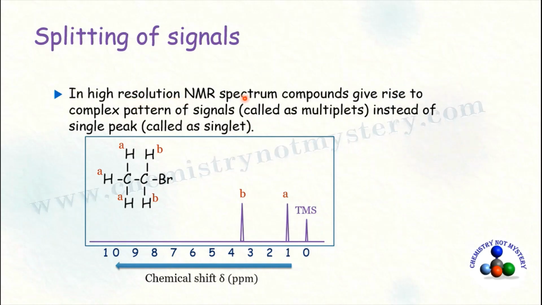But in a high resolution NMR spectrum, compounds give rise to a complex pattern of signals called multiplets instead of a single peak, like you observed in this spectrum. When you observe the NMR spectrum of the same molecule at higher resolution, you will observe multiplets instead of single peaks. In this video, we are going to discuss the reason behind the multiplets, or the splitting of the signal.